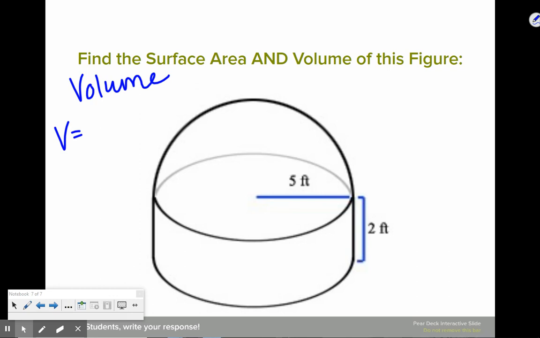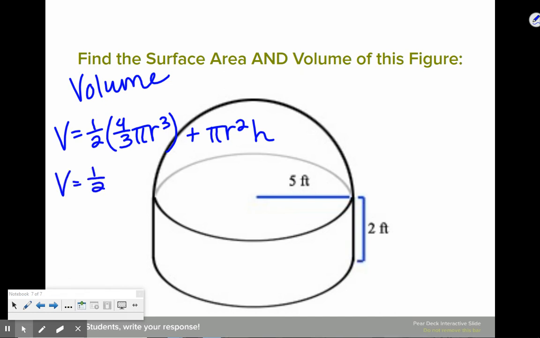Okay, so we have the volume of a hemisphere. Well, that would just be half. So we'd have half of 4/3 pi r cubed plus the volume of a cylinder. Remember, volume is just space, so we don't have to really tweak it at all. Volume of a cylinder is pi r squared times the height, area of the base times the height.